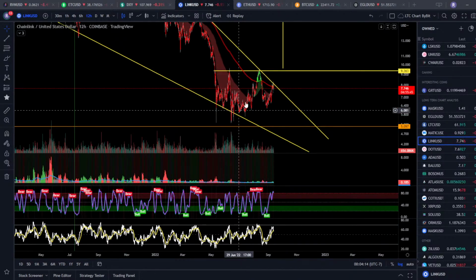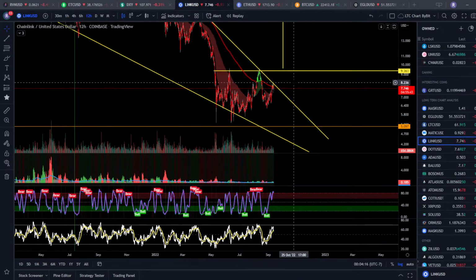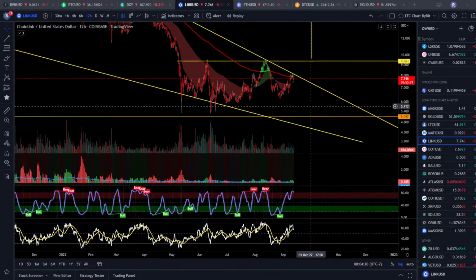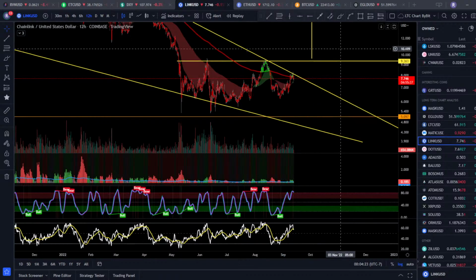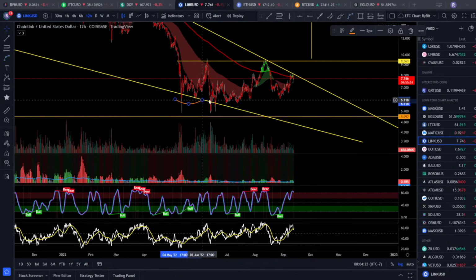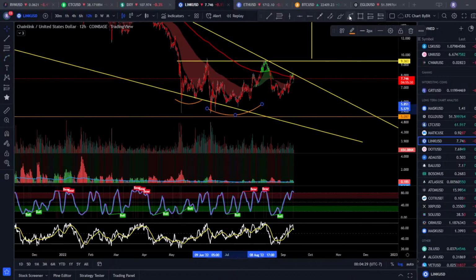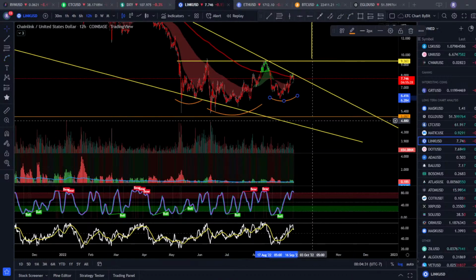You could call it an inverse head and shoulders, which is a great reversal pattern, which is what I'm calling it. So you got your left shoulder here. You've got your head here. And we're working on the right shoulder here.